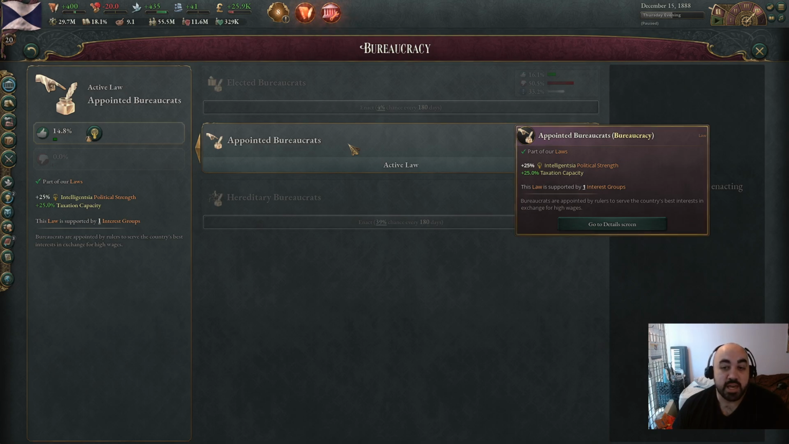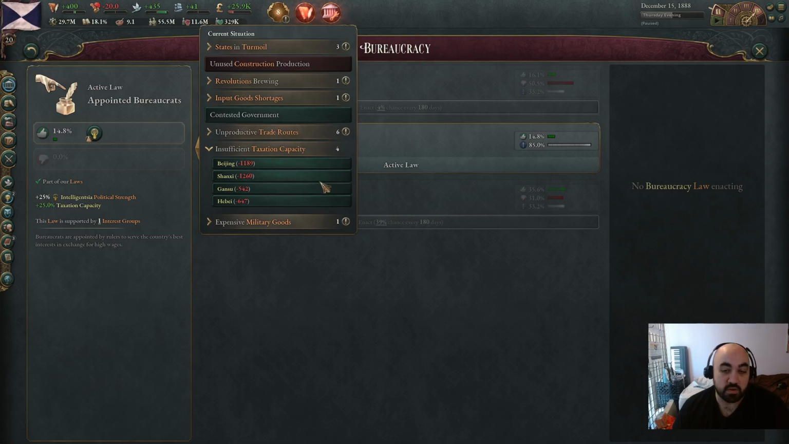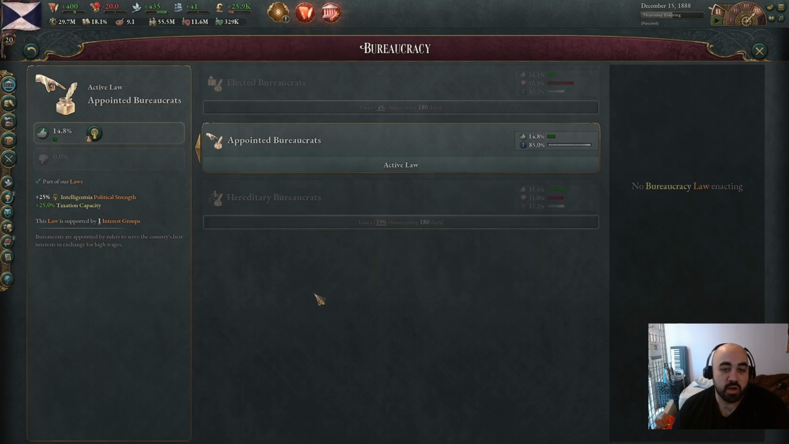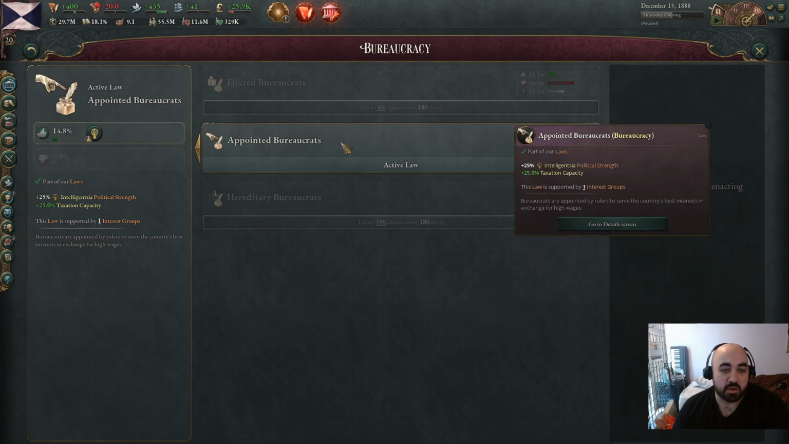Appointed bureaucrats gives plus taxation capacity. So right now we have insufficient taxation capacity in a few places. And so what this does is it gives us extra taxation capacity, so we are able to tax the pops more. When you are super early bare bones, hereditary bureaucrats can be good, but once you start getting a decent amount of bureaucracy, appointed bureaucrats is almost always better, even in the really high population, high peasant countries, especially as you start wanting to put in institutions.